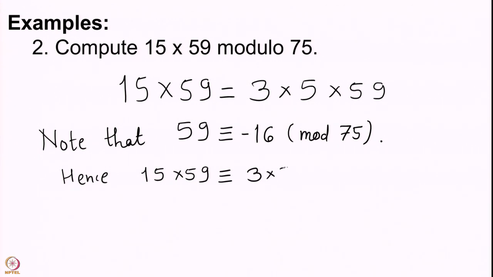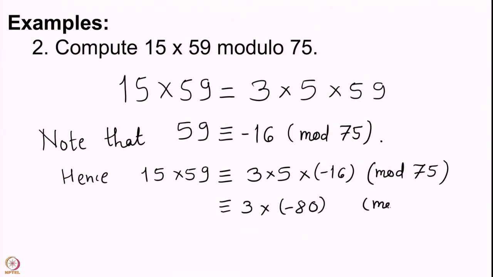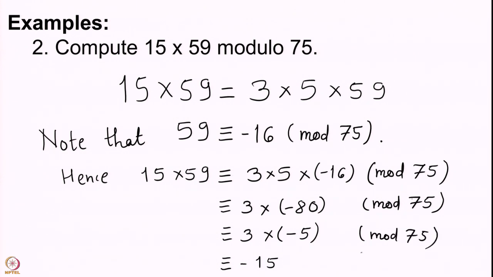So, I will first of all write 15 as 3 into 5 and then I replace 59 by minus 16. Now, this is simpler because this is 3 into minus 80 mod 75. 16 into 5 is 80, and we have to keep that minus sign, but 80 is same as 5 mod 75. So, this is nothing but 3 into minus 5, which gives you minus 15 mod 75. So, answer is minus 15 or 60.